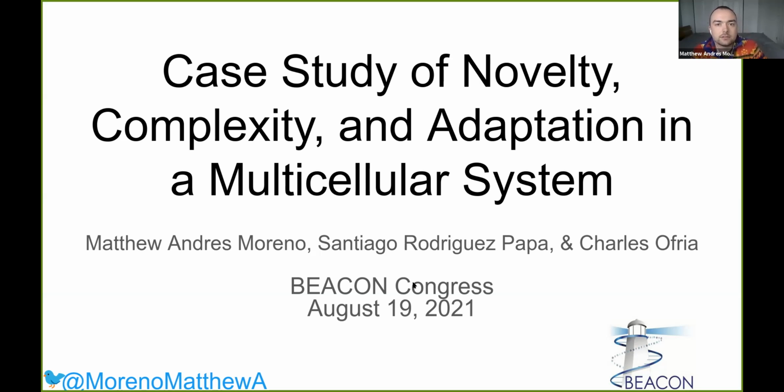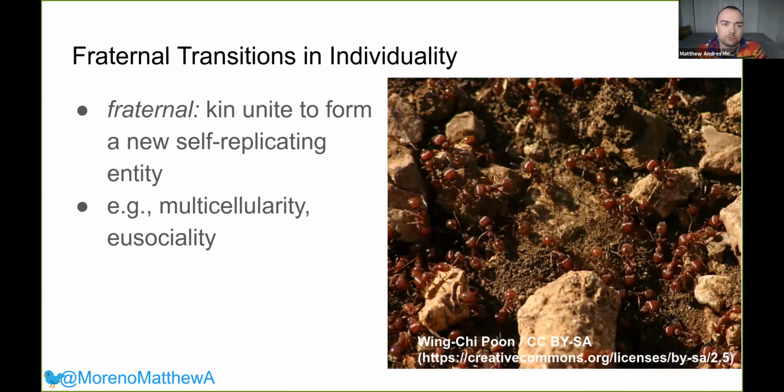This work is fundamentally motivated by questions about fraternal transitions in individuality. These are events where kin unite to form a new self-replicating group. Characteristic examples from biology include the evolution of multicellularity and the evolution of eusociality. We're interested in these events because of the theoretical interest in how they help to explain the diversity and complexity of life on Earth.